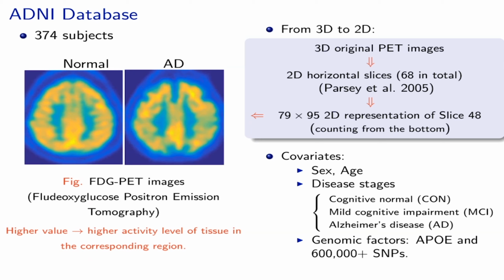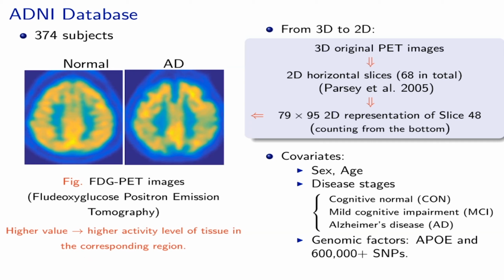And we take slice 48 into this paper. We also have some covariates in our analysis. It includes the sex and the age, which are the demographic information for the people, and also their disease stages. There are 3 stages: cognitive normal, or in short, CON, mild cognitive impairment, in short, MCI, and Alzheimer's disease, in short, AD. And we also include some genomic factors like the ApoE and more than 600,000 SNPs.